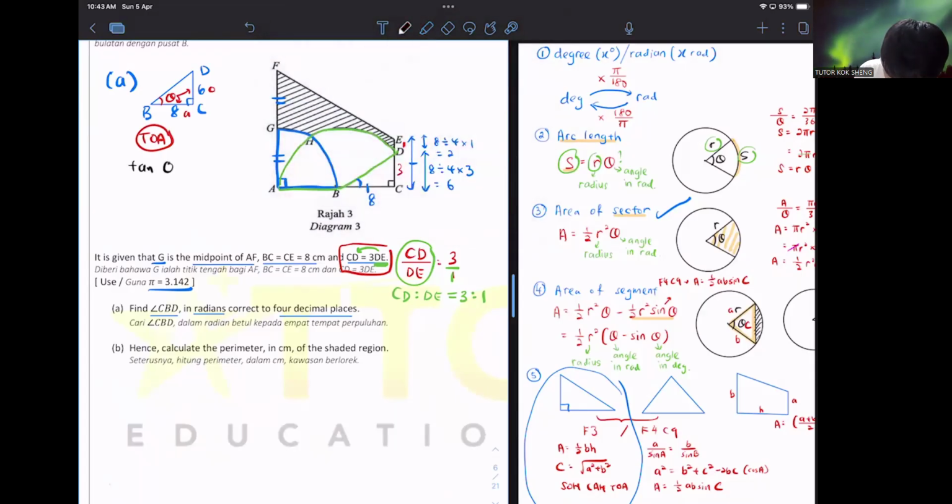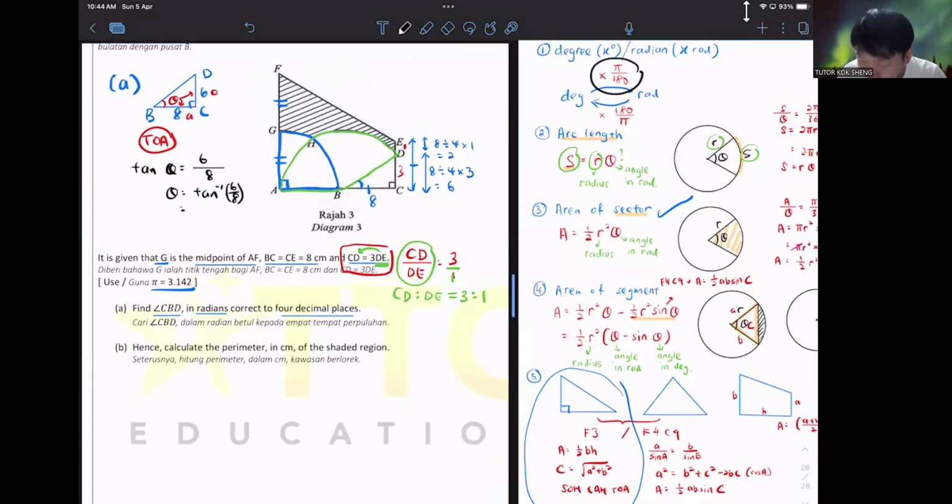So tangent theta equals opposite over adjacent. Bring the tangent over: theta equals tangent inverse of 6 over 8. Now you can press it with the calculator. Later, after you get the angle, this angle from sin, cos, tan is in degrees. We want the answer in radians, so later you have to convert, after you find this theta.